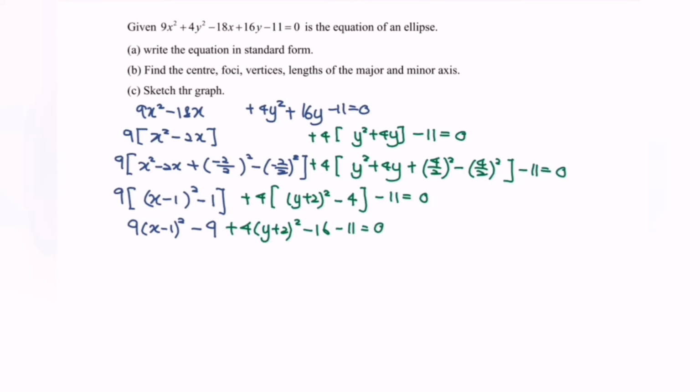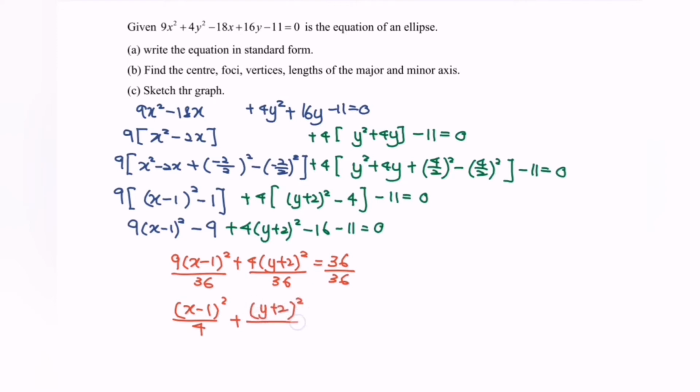Rearrange: 9 multiplied by x minus 1 bracket square plus 4 multiplied by y plus 2 bracket square equals 11 plus 16 plus 9. Sum up and we will have 36. Next, divide all the terms by 36. So we will have x minus 1 bracket square over 4 plus y plus 2 bracket square over 9 equals 1. So here we have the standard form for the equation of the ellipse.